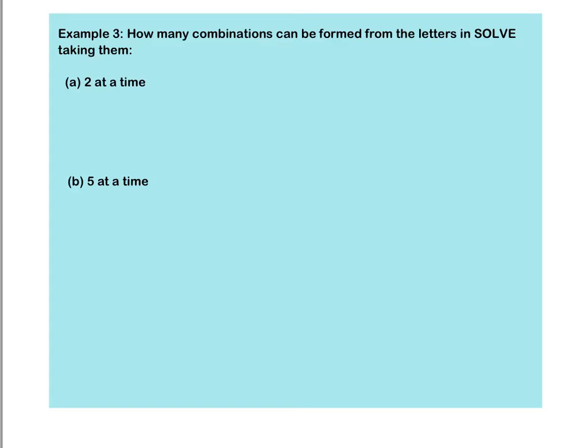Okay, this says how many combinations can be formed from the letters of SOLVE, taking them, let's first do 2 at a time. So that's 5 letters in the word SOLVE, and we're choosing 2 of them. So we could also just write it as 5 choose 2. That's 5 factorial over 5 minus 2 factorial times 2 factorial. So that's 5 factorial over 3 factorial times 2 factorial, which is just going to be 10.